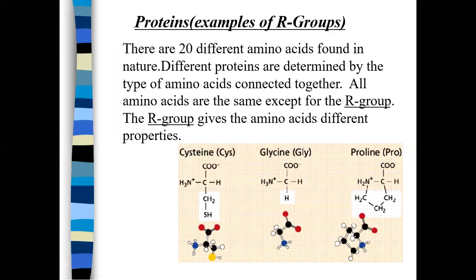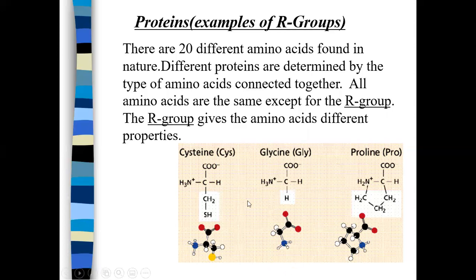Proteins, examples of R group. There are 20 different types of amino acids found in nature. Different proteins are determined by the types of amino acids connected together. All amino acids are the same except for the R group. The R group gives amino acids different properties. These 20 different amino acids are responsible for making thousands of different types of proteins.